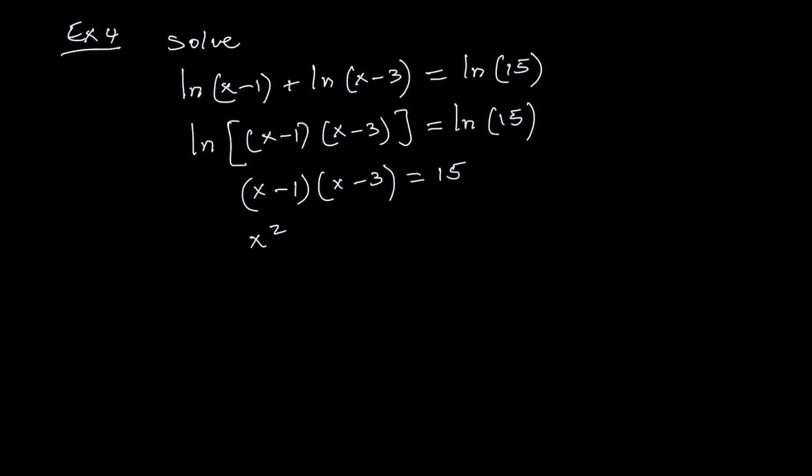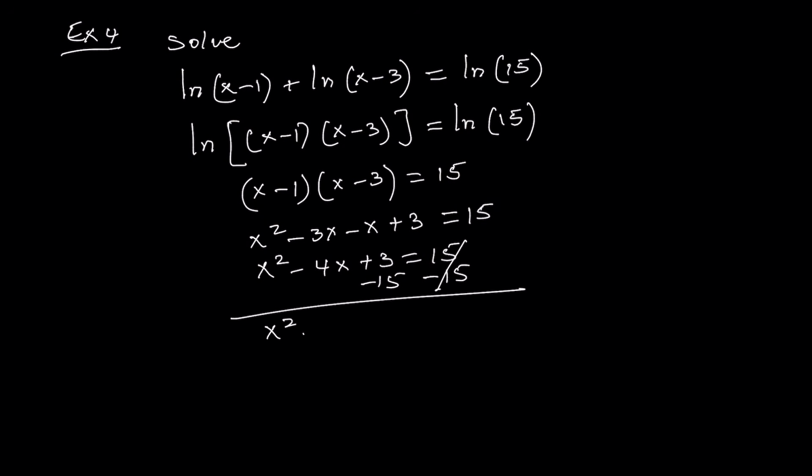Using FOIL, we get x squared minus 3x minus x plus 3 equals 15. Now combine like terms. X squared minus 4x plus 3 equals 15. Next, subtract 15 from both sides. X squared minus 4x minus 12 equals 0. Now factor. Ask yourself, what two numbers multiply to negative 12 and add to negative 4? Those numbers are negative 6 and positive 2. So we can factor the expression as x minus 6 times x plus 2 equals 0.